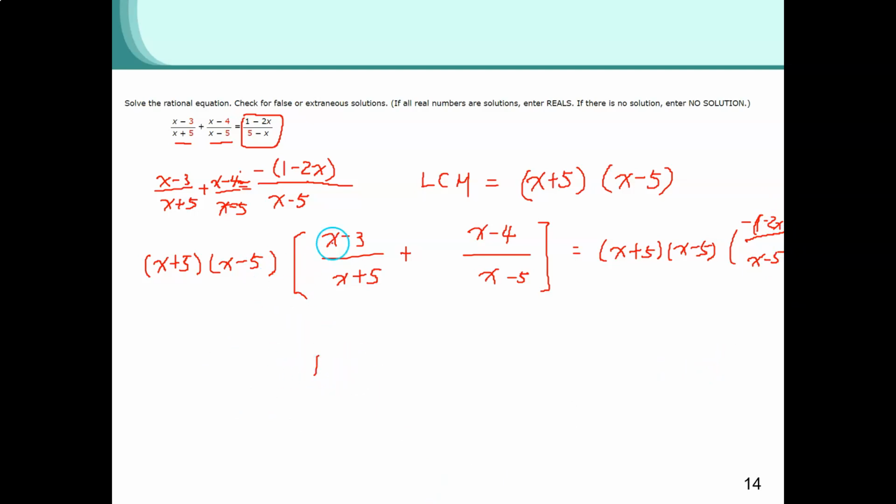Now we multiply these two terms into these 2 with the first term. So x plus 5 cancels out with x plus 5. So now we will have x minus 5 multiplied with x minus 3. Then plus, cancel out the x minus 5 on the denominator part. So the second term, I will have x plus 5 multiplied with x minus 4. The right hand side, x minus 5 cancels out. So I will have x plus 5 multiplied with negative 1 minus 2x.